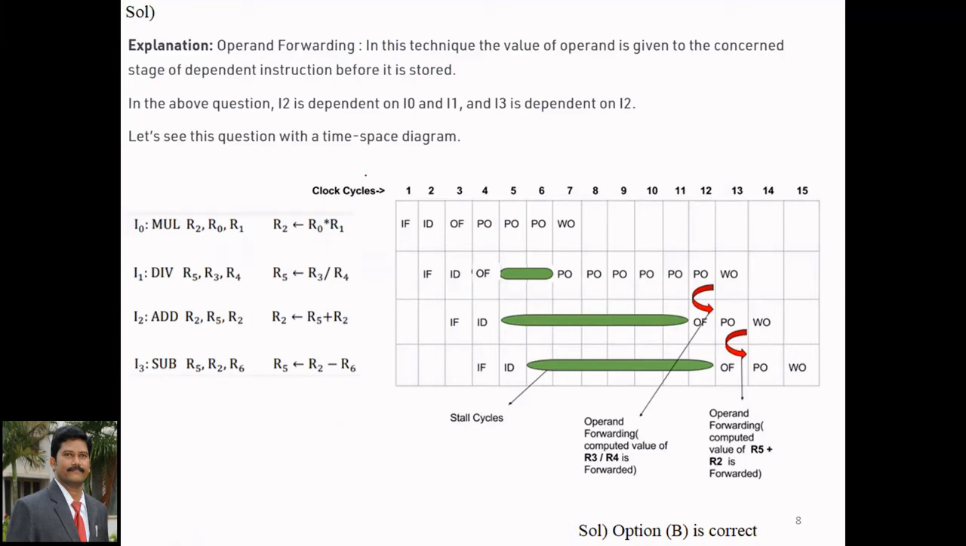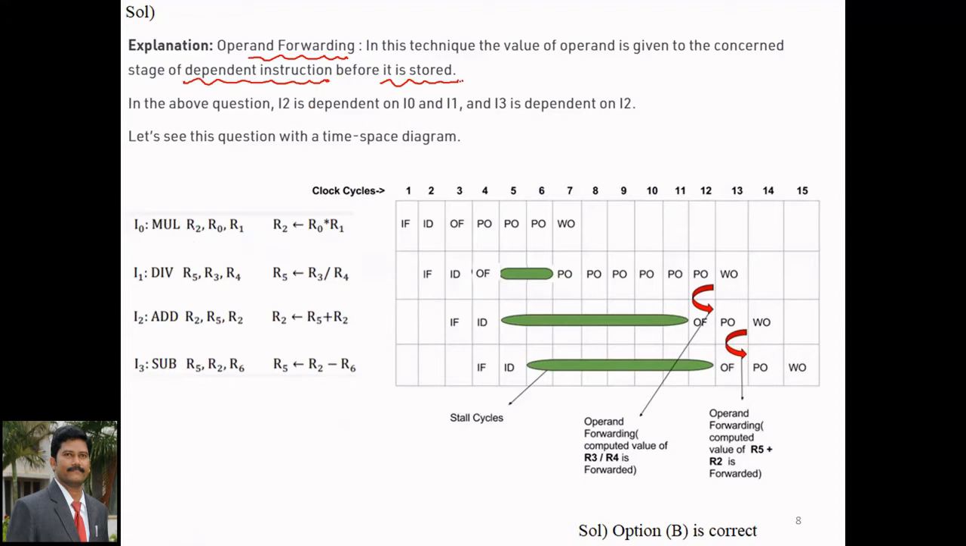Now, use the same concept. What is operand forwarding? In this technique, the value of the operand is given to the concerned stage of the dependent instruction before it is stored. That means no need to wait until the store operation, right? Directly it is forwarded.